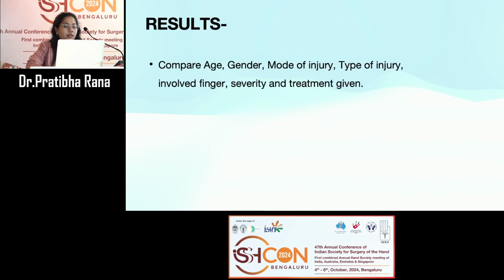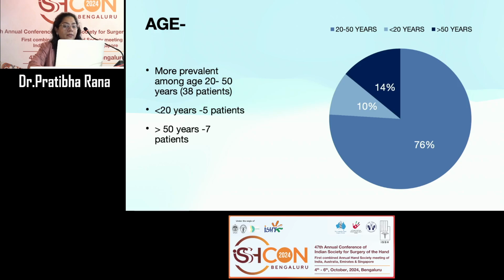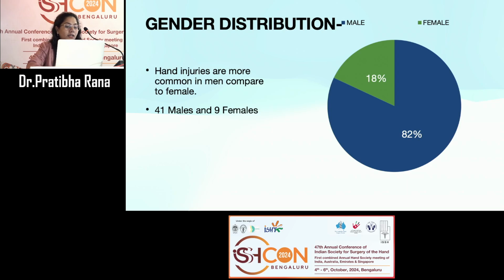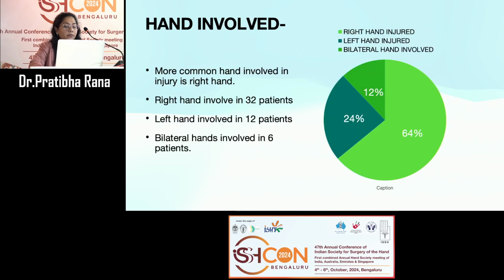So, the result of my study: I compared age, gender, mode of injury, and type of injury. Among the age groups, as we can see, 76% were 20 to 50 years of age, which is the most productive age group, which increases the economic burden. The most common injury is among males, which is 82%. The right hand was involved in 64% of the patients, while the left hand was involved in only 24%, and bilateral hands were involved in 12% of the patients.